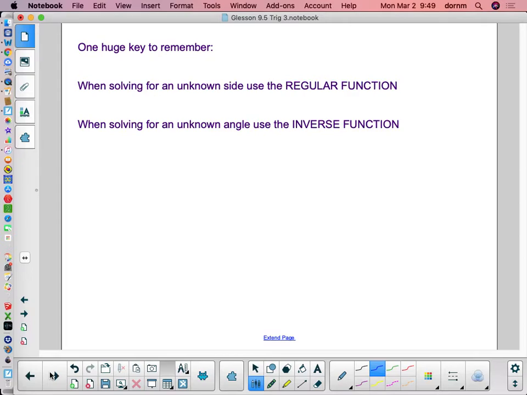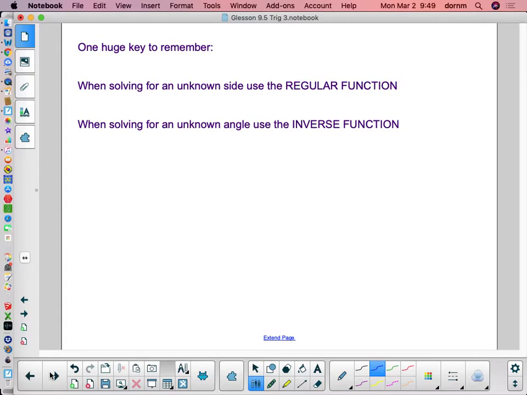The inverse is the last one you've learned, so some people go, okay, that's the one I'm going to use all the time. No. We only use the inverse function when we are solving for an unknown angle. The inverse function takes a ratio and looks up the angle measure. The regular function helps me find unknown sides. So if the angle is known, I'm not going to use the inverse function.